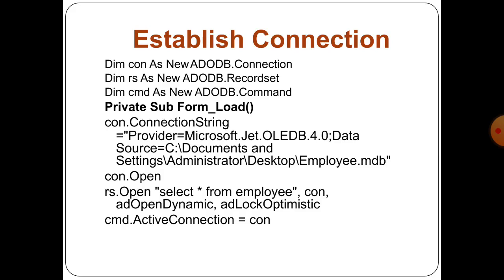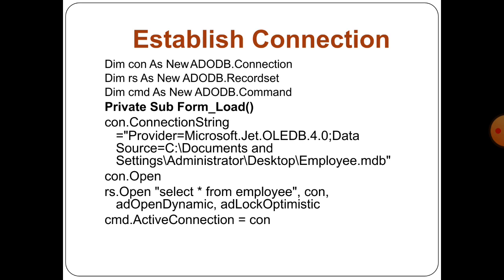So rs.Open, select asterisk from employee. We are selecting all the records from this particular employee table. Asterisk is nothing but selecting all the records. So select asterisk from employee, connection, and open dynamic, lock optimistic, and also here we have cmd.ActiveConnection is equal to con. The connection should be con. Whatever connection we have given here, it will be active in mode. Like that we can establish a connection through this particular program.